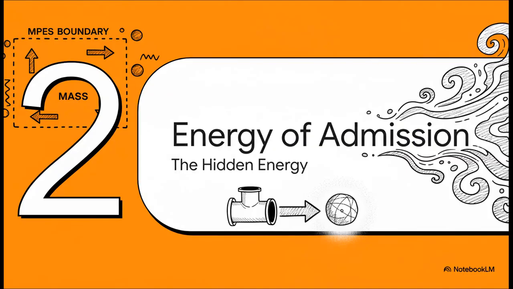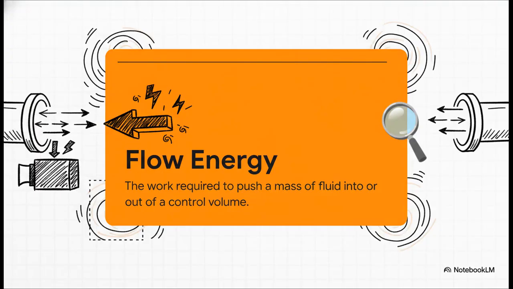Right. So since mass is constantly moving across that boundary in a flow system, it brings a special kind of energy with it, an energy that you just don't see in a closed system. It's called flow energy. And honestly, the best way to picture it is to think of it like an entry fee. For a little packet of fluid to get into the system, something has to do work to shove it in against whatever pressure is already inside. And that work doesn't just disappear, it gets stored as energy in that fluid.